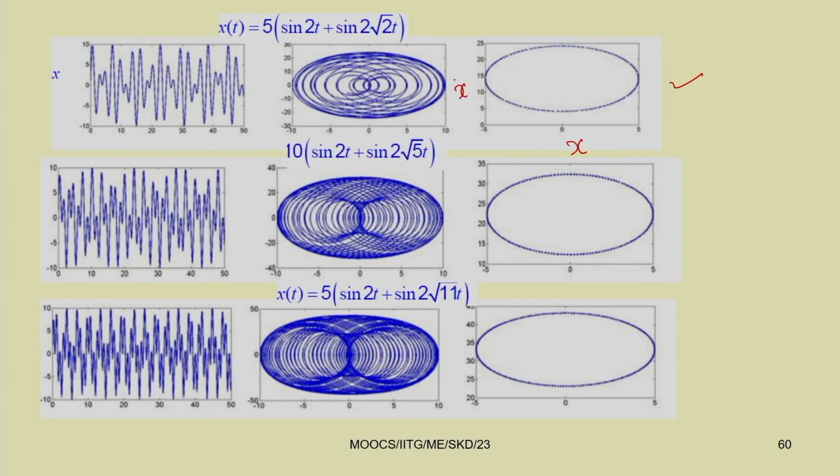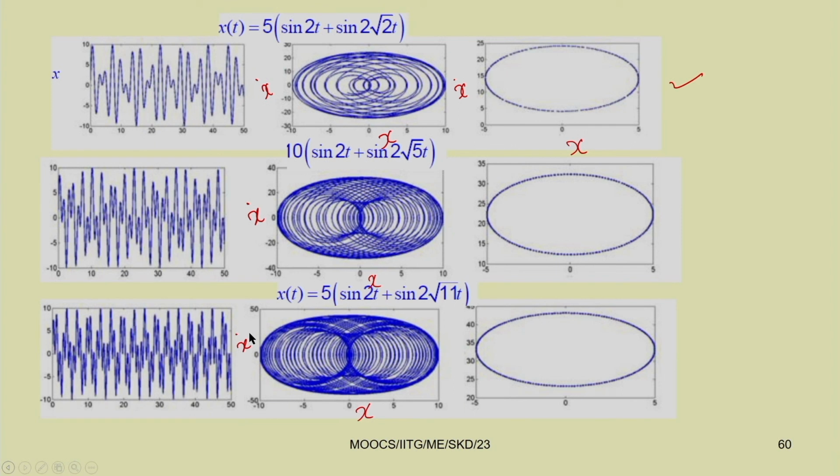So, you see you are getting different types of curves, different types of phase portraits. This middle line is x versus x dot, the phase portrait. If you plot this phase portrait, you are not getting a curve similar to what you get in case of a periodic response. So, this is x versus x dot. Similarly, here you have x versus x dot.